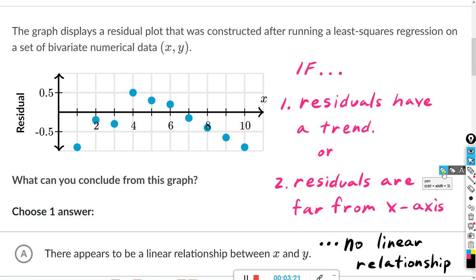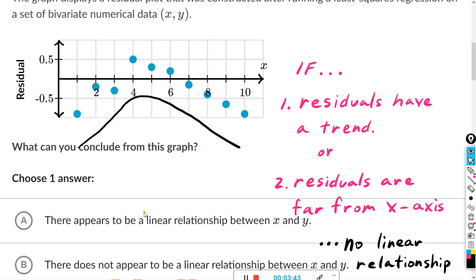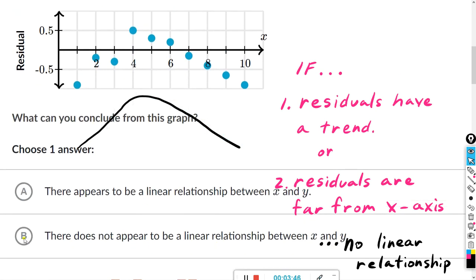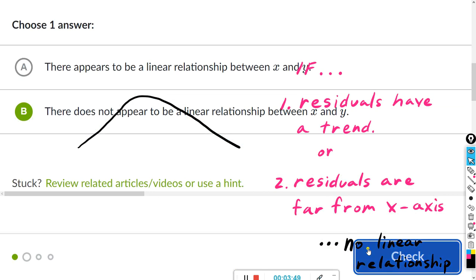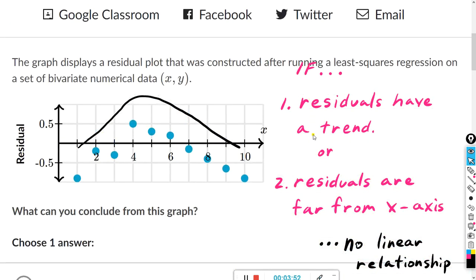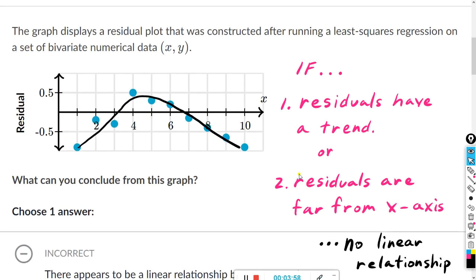If we take a look at this plot, we can see that it has a trend. You can connect the dots somewhat and see that there's a trend. Also, you can see some of these points are far away from the x-axis. So it meets both of these requirements, and we know that there does not appear to be a linear relationship. If either of these 2 apply on the plot of the residuals, then there is no linear relationship.